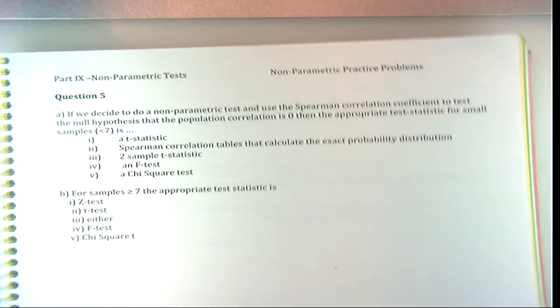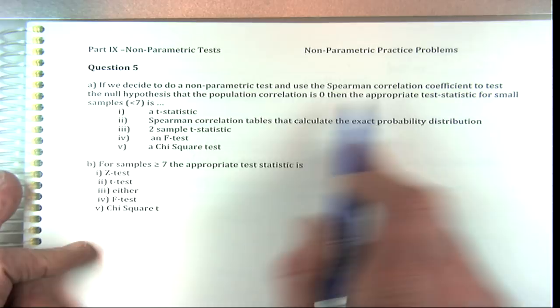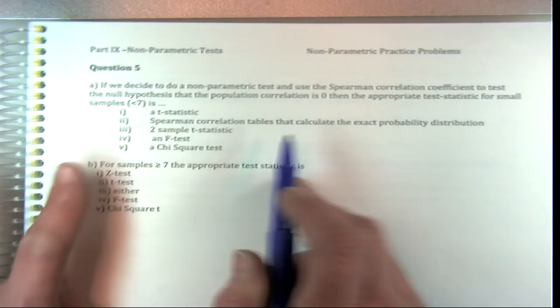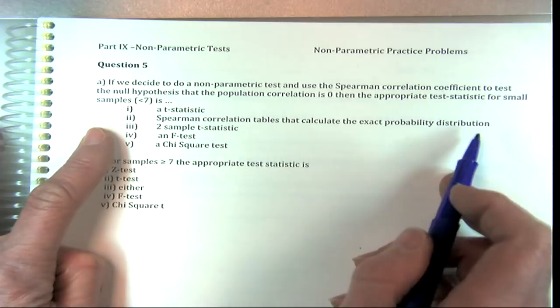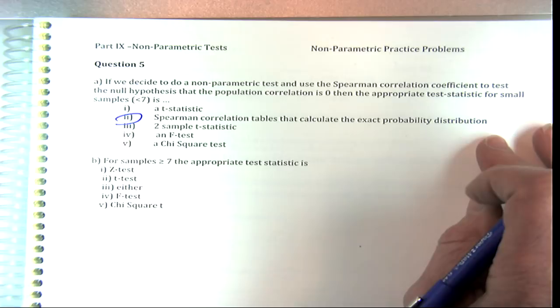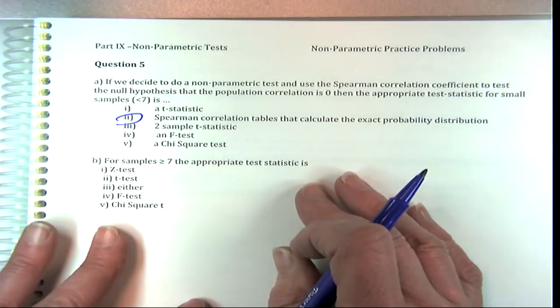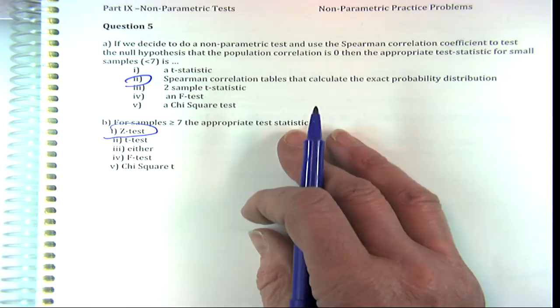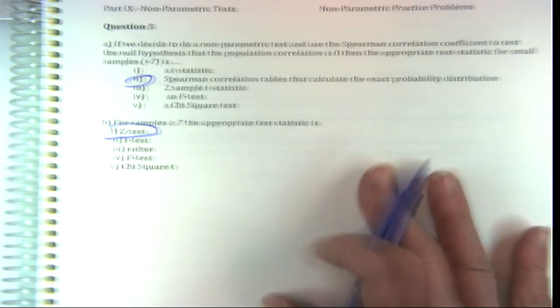All right, let's see what else there is. If we decide to do a non-parametric test and use the Spearman correlation coefficient to test the null hypothesis that the population correlation is zero, then the appropriate test statistic for small samples is the Spearman. It's their tables. For all of them there are exact probability distributions, because there's such a small amount of numbers, and the numbers are so easy, they're uniform between 1 and n, and you can figure out the exact probability distributions. And otherwise, it's a z-test. And notice, they're never going to be t or F tests for this, because once we get the rankings, we know the standard deviations. Let's see what else. So that's that.